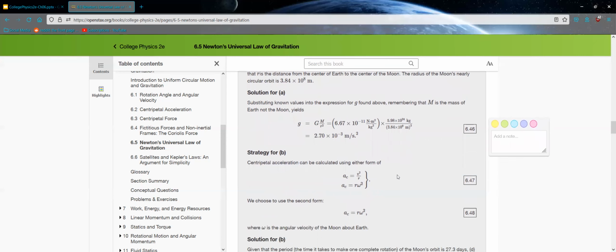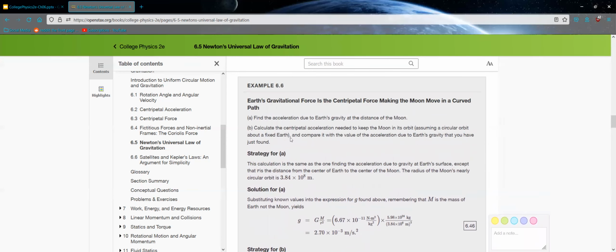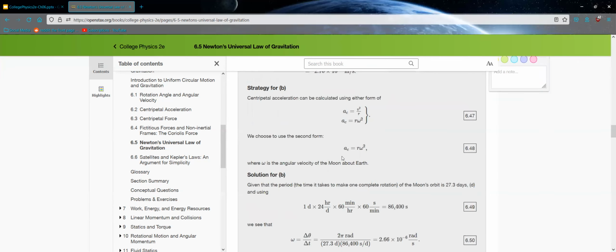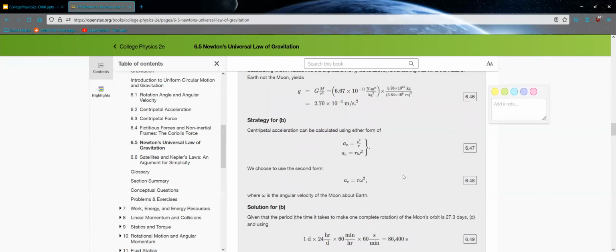So how does that number compare to the centripetal acceleration that keeps the moon in its orbit? In order to know the centripetal acceleration, we need to look at the equations that we have. Centripetal acceleration is given to us by v squared over r, or by r omega squared. Which of these two is more useful? Well, I don't know how fast the moon is moving, but I can figure out how fast it's going around a circle. I know my radius, so I can solve that.